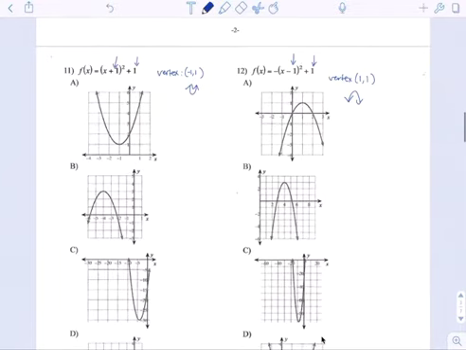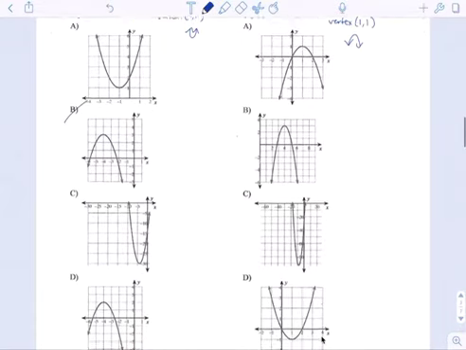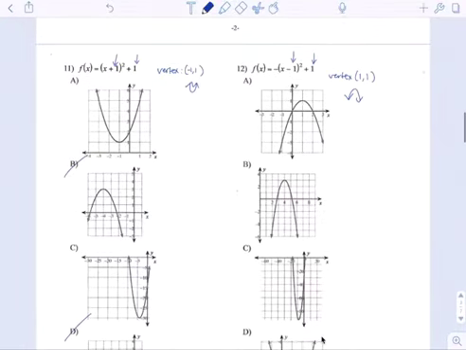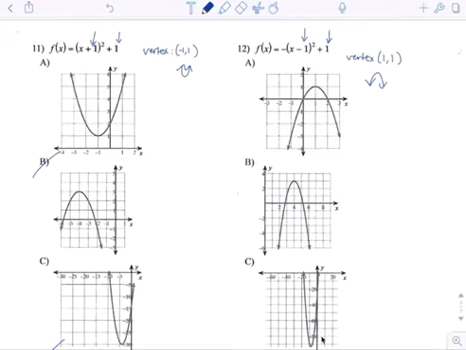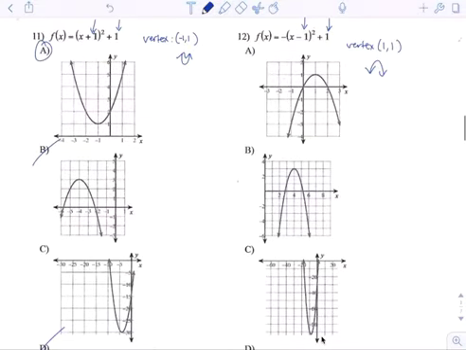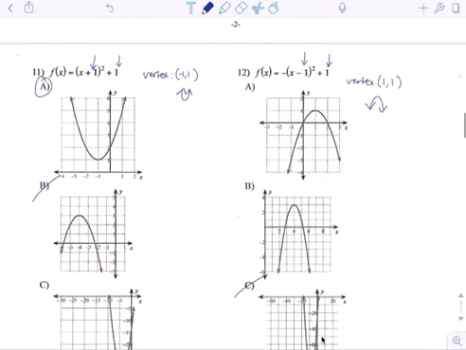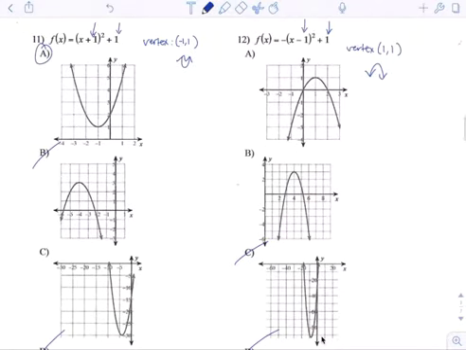So, for 11, I'm just eliminating all the ones that are sad faces, and then the one that's negative 1 comma 1 looks to be A. For 12, sad faces galore, so C and D are gone, those are happy, and then 1 comma 1 looks to be A. So there are those.